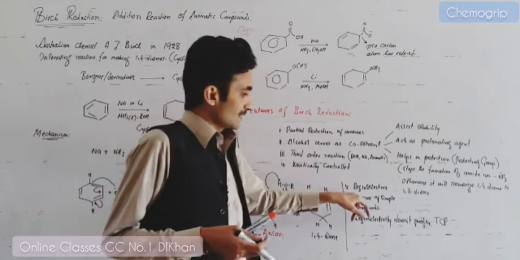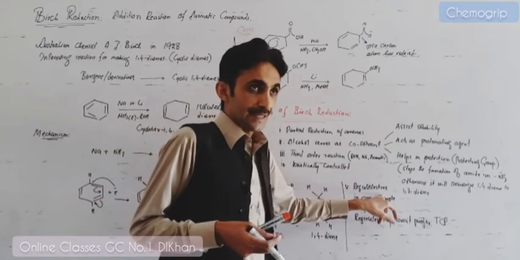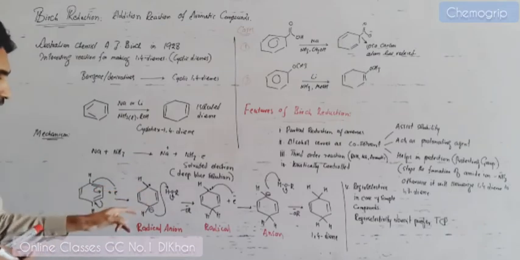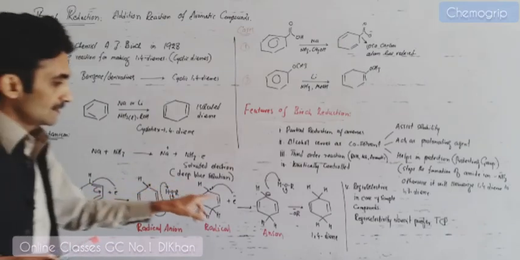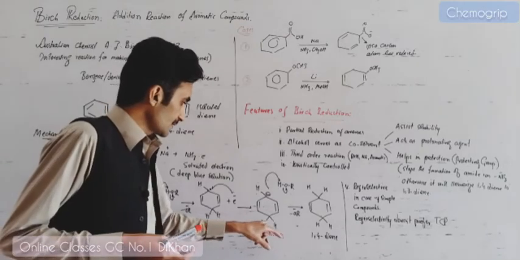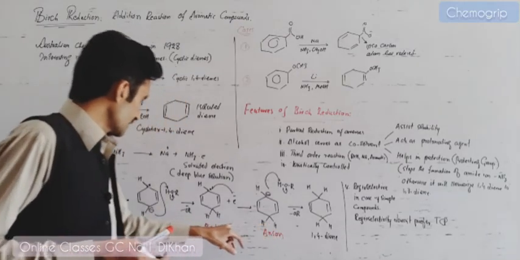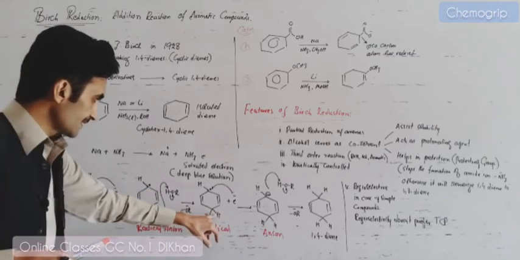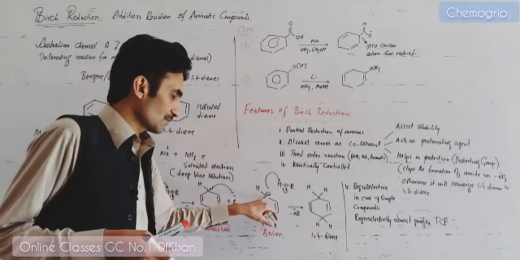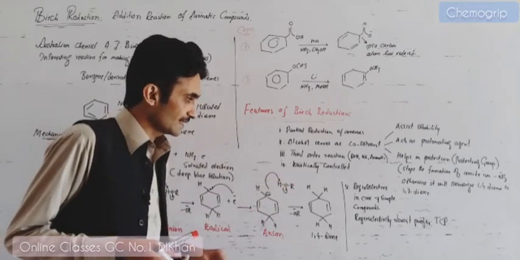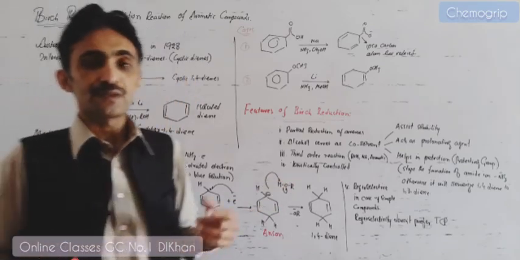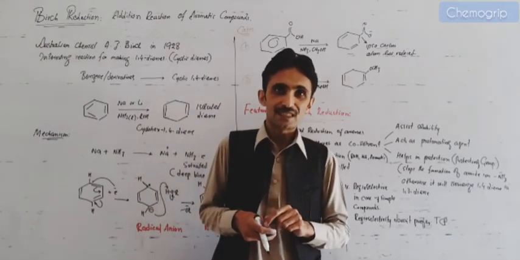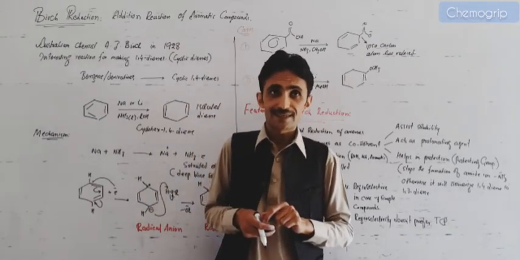Moreover, Birch reduction is regioselective. So when the first proton is added, the second proton always adds to the para position. For example, the first proton is added here, the second proton is added to this position which is para. So that's why we call it a regioselective reaction. So this is all about Birch reduction reaction, which is an important continuation of reduction reactions in organic chemistry.